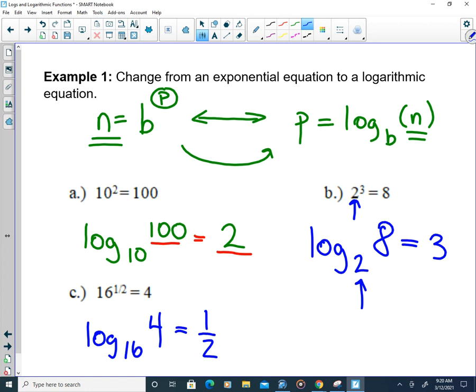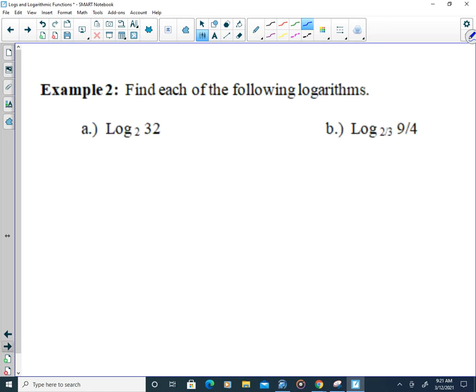All right, so now let's see how we can actually solve some logarithms. So let's look at example 2. It says find each of the following logarithms. We want to know what log base 2 of 32 equals.